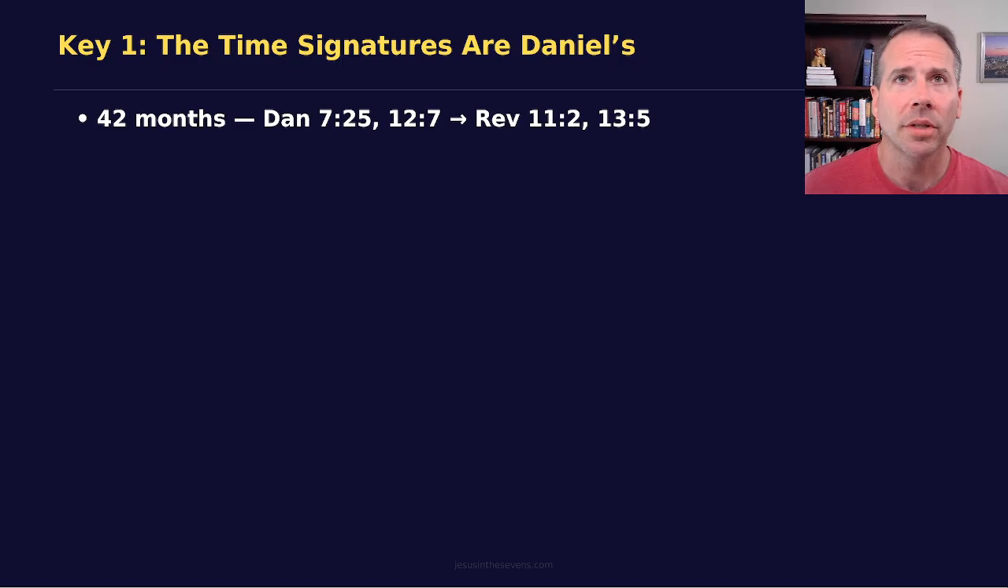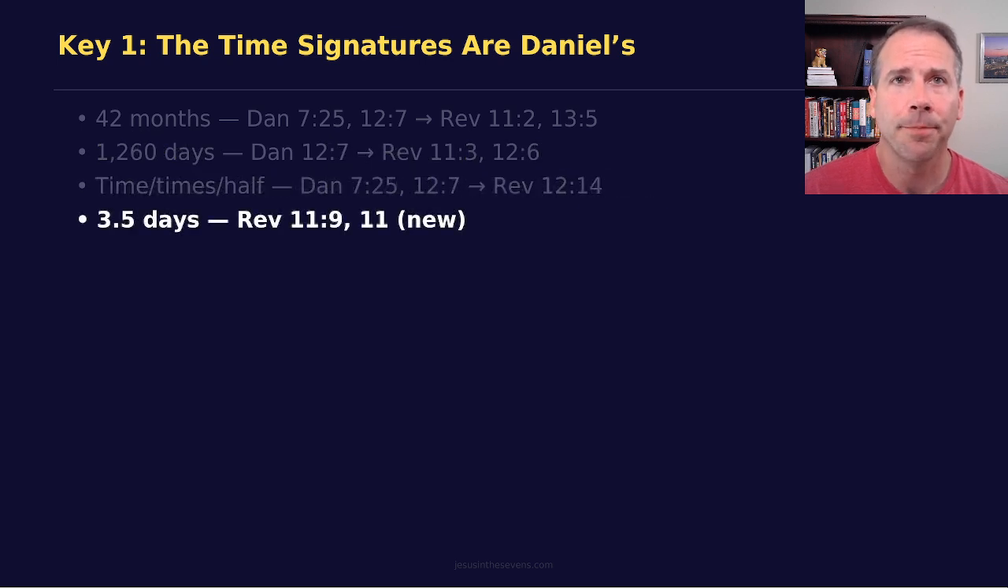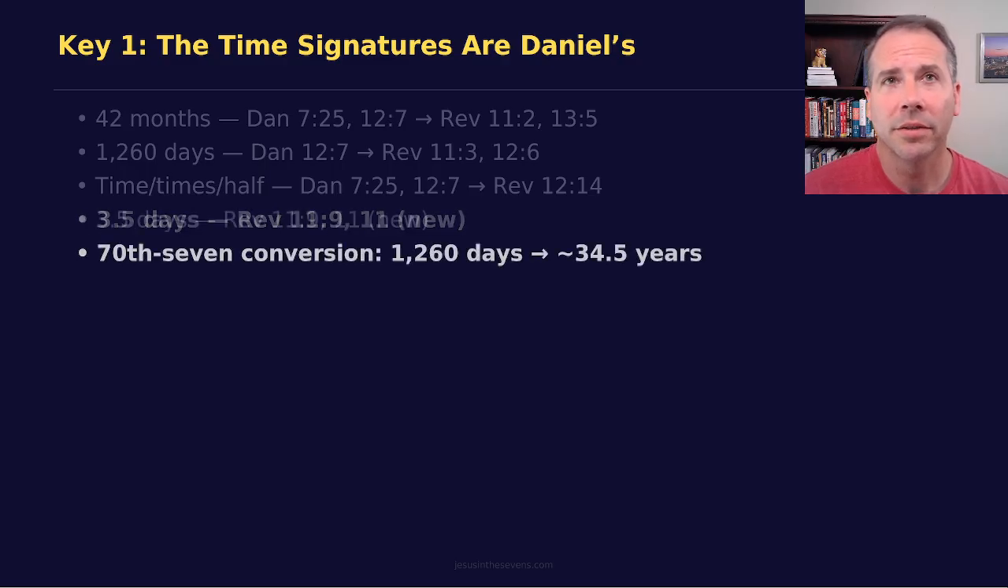All right, so key number 1, the time signatures are Daniel's. I mentioned the 42 months, 1260 days, times and a half. This one's a new one, the 3.5 days in Revelation 11. Not going to ruin any spoilers. You can watch those videos. There's 4 of them because it's a key vision to unpack, and there's a lot of detail to it. So I won't mention what that one's about, but just know that Daniel's always measured in 3.5 year chunks, but those are 3.5 days. So that one's interesting.